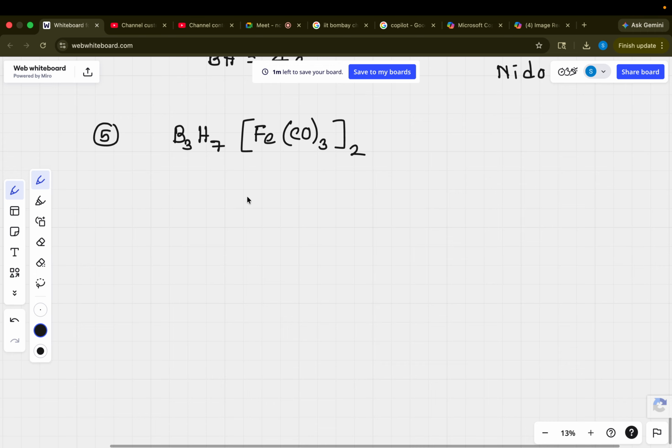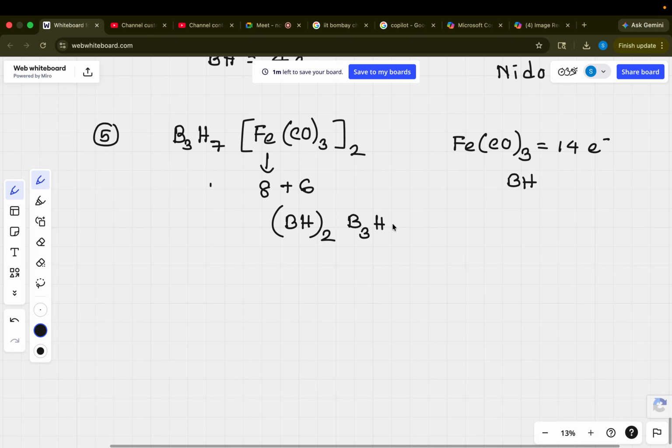Nido. Nido you are getting, right? So again if you have to see, iron is donating 8 electrons, and from 3 carbonyl you are getting how many electrons? 6 electrons. So this Fe(CO)3, you are getting 14 electrons from here, which is again equivalent to your what? BH unit. So I can write down here that BH whole 2, right? This Fe(CO)3 I can replace with BH whole 2, and apart from that you have already B3H7.